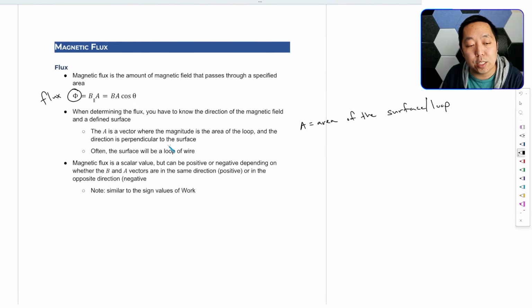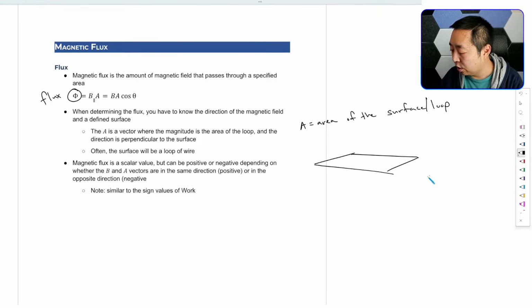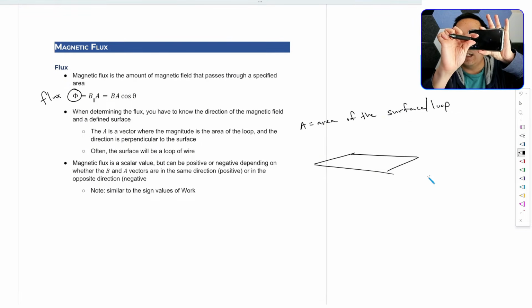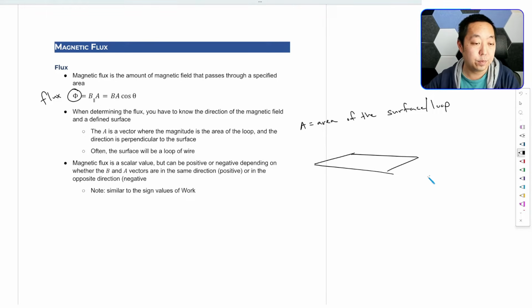And the direction is perpendicular to the surface. So if I have a surface like this, let's say I have my phone right here. Okay, this is a surface area here. The area vector points perpendicular away from my phone surface here. Okay, like that. The magnetic flux is a scalar value.